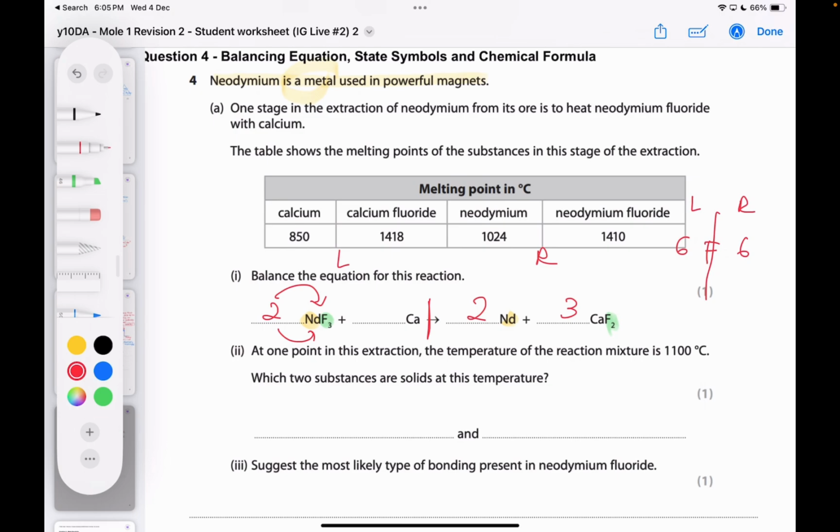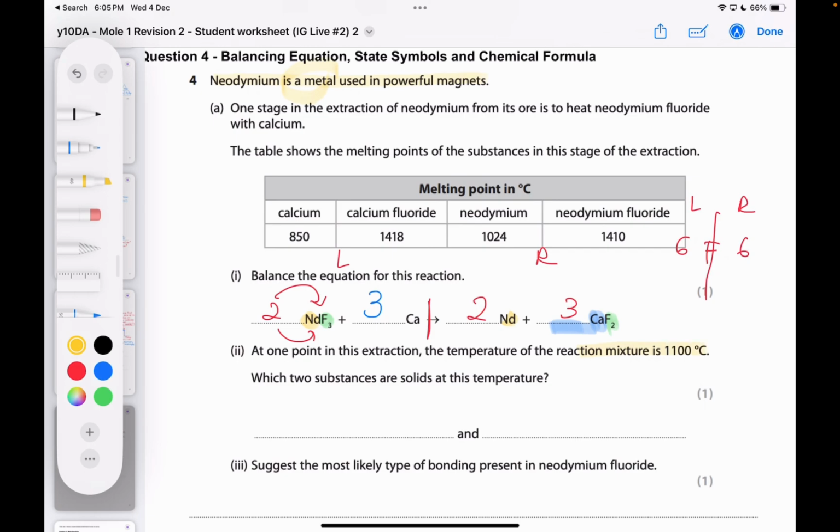Okay, and my number of calcium, which I'm going to use this, would actually be 3. That means I would also have to put 3 in front of my calcium on the left hand side. So that's how I balance my equation. Okay, next question here is going to be on a little bit of chapter 1 on kinetic particle theory.